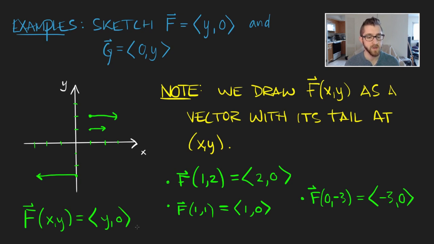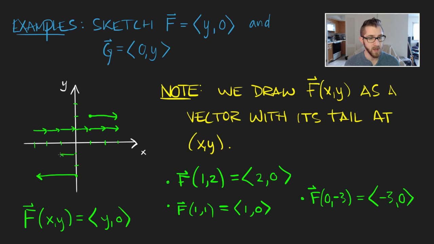Looking at this formula, the vectors are always going to point strictly horizontally, meaning either to the right when y is positive and to the left when y is negative. And moreover, the length of these vectors only depends on the y-coordinate. What that means is that all of the other vectors at the height of y equals 1 are going to be this same vector, 1, 0. So I can draw all of those in like this.